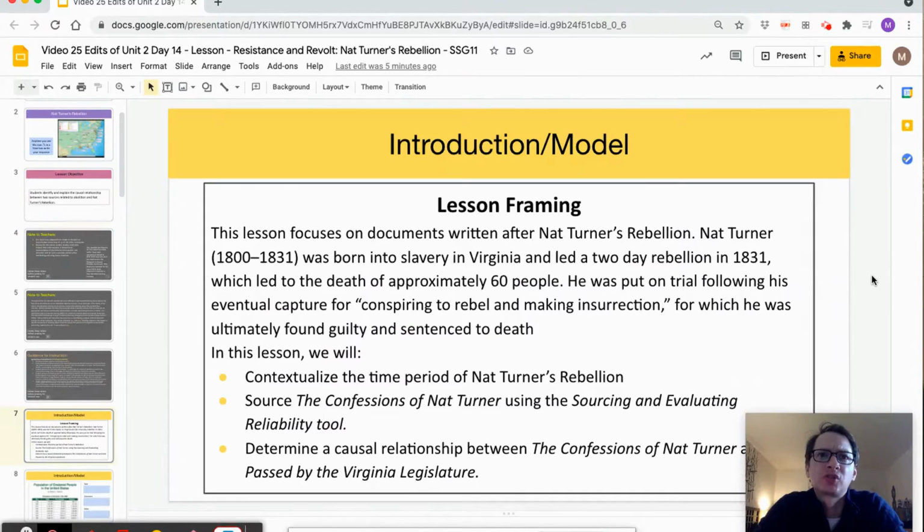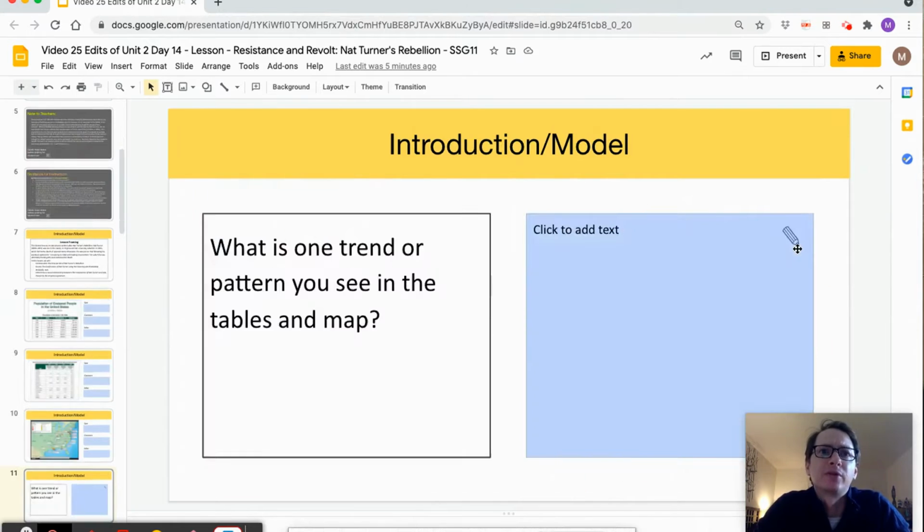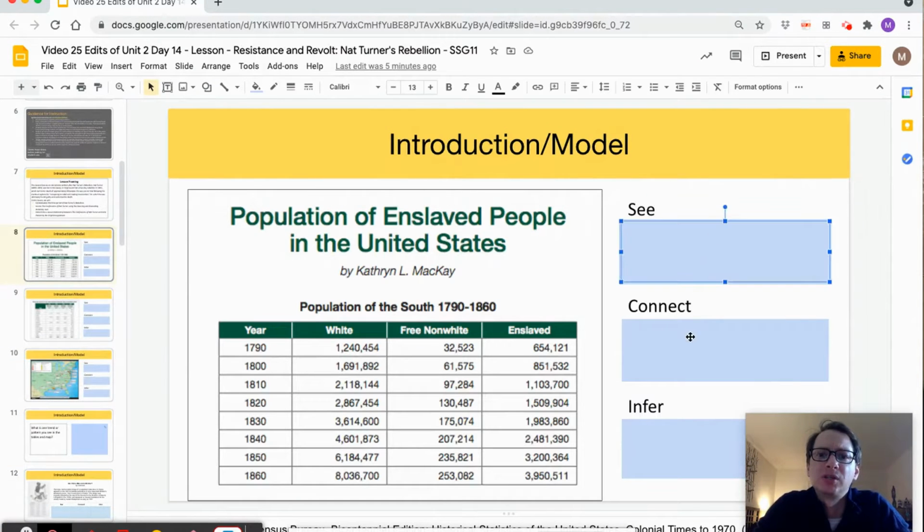The introduction for this lesson includes three very different sources that you are going to use to establish the historical context for what we'll be looking at in this lesson. The first two are tables, the second is a map, and the third is an image. And for each, you will be utilizing this see, connect, and infer protocol.